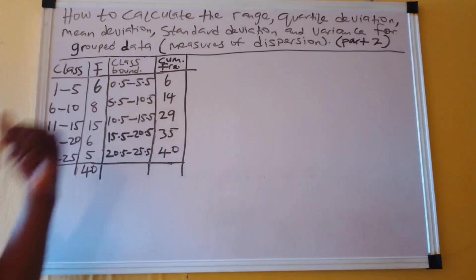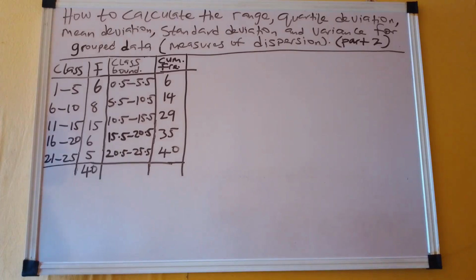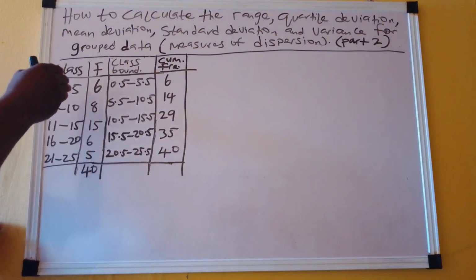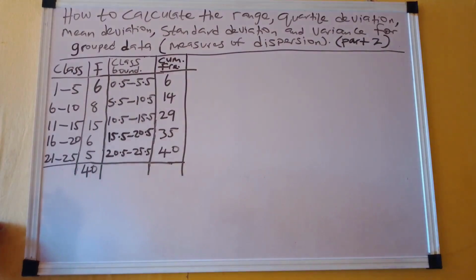Today we shall be looking at grouped data: how to calculate the range, the quartile deviation, the mean deviation, the standard deviation, and the variance. Grouped data are data that have class intervals and frequencies. When data are bulky, when data are large, we group them. So this is a sample of 40 observations that were grouped into this frequency distribution table. Today we shall be making use of this table to calculate these measures.